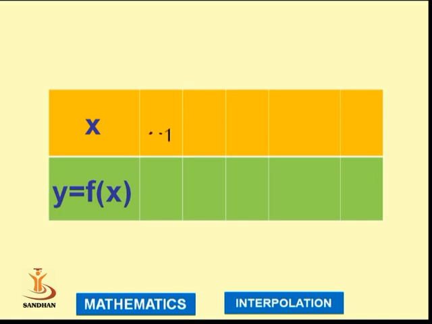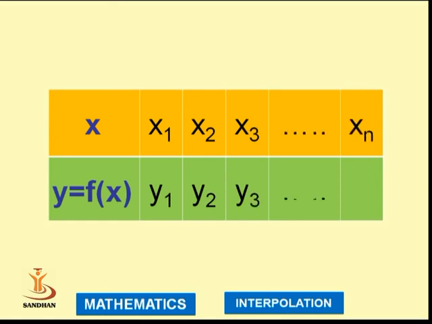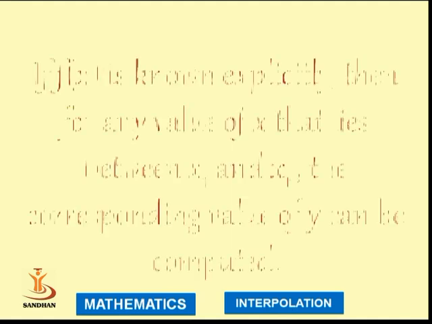So when x takes on the value x1, y becomes y1. When x is x2, y equals y2. When x is x3, y equals y3. And so on, when x equals xn, y equals yn. So given a table for independent variables x1, x2, x3, we have dependent variables y1, y2, y3 corresponding to the value of the function at the given independent variable values.